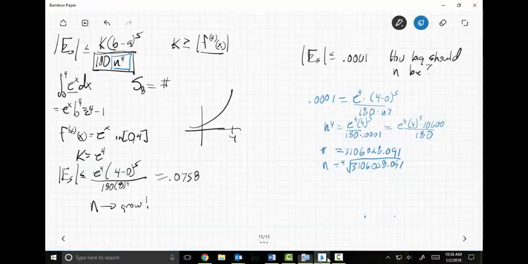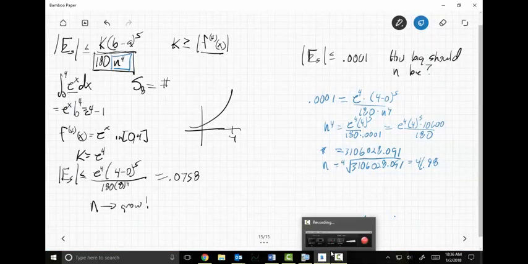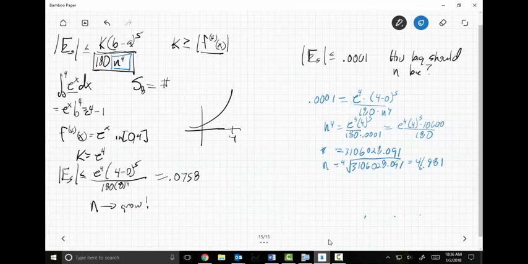41.98. So let's go back here. So n is equal to 41.981. Does that sound right to you guys? Now think about this. n is equal to 41.981, but I can't have a fraction of a subinterval. So this implies that n is equal to 42.